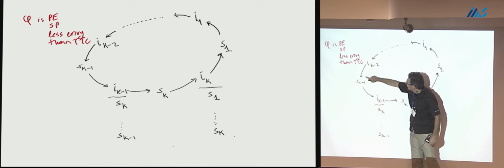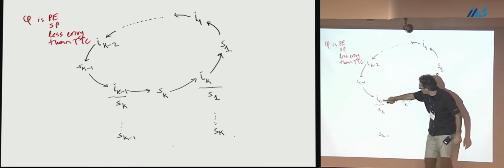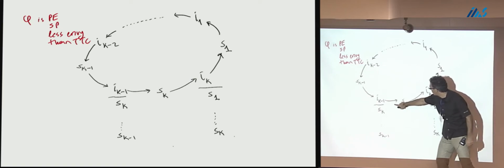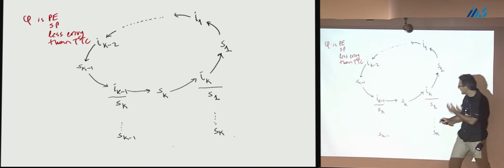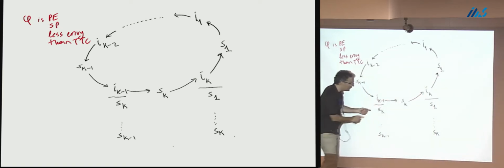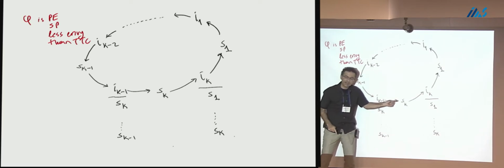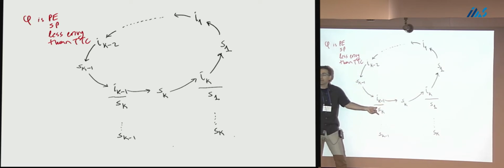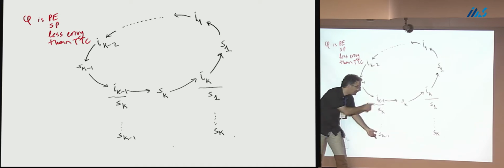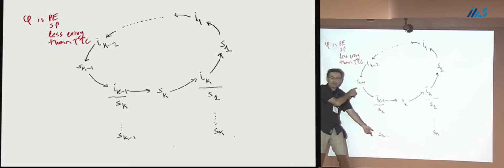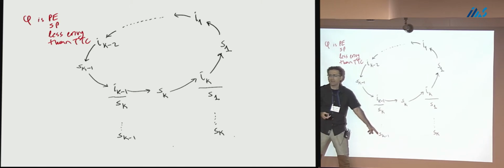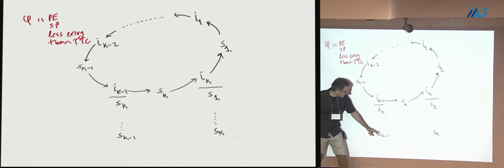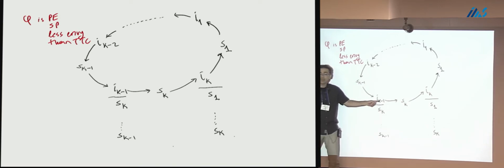Student k minus 2 points to school k minus 1, school k minus 1 points to student k minus 1, and so on. What does this mean? This means, for example, this student, since he is pointing to sk, must rank sk as his first choice. And he might be ranking sk minus 1 somewhere here, which might be acceptable for him or not, doesn't matter. But we know that this school ranks that student the highest in its priority order.